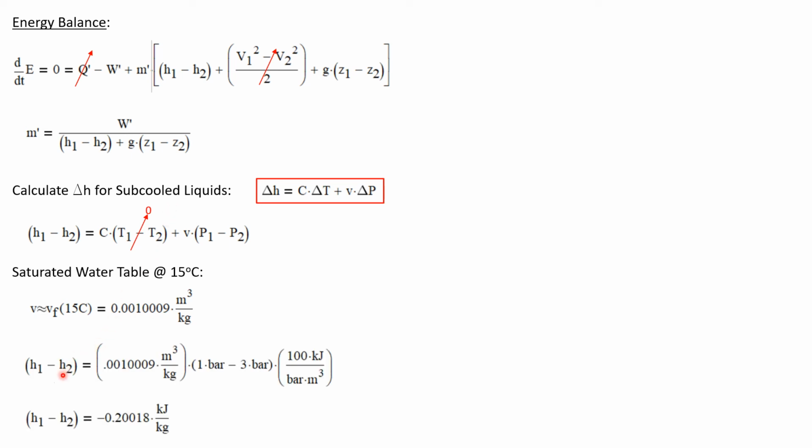So now we can write that h1 minus h2, we'll go back to this v delta P term here. It's the specific volume, which we just found in the table, times P1 minus P2, which is 1 bar minus 3 bar. And since we have units of bar cubic meters here, we'll write a unit conversion. 1 bar cubic meter is equivalent to 100 kilojoules. So now we can solve for h1 minus h2, or delta h. It's just minus 0.20018 kilojoules per kilogram.